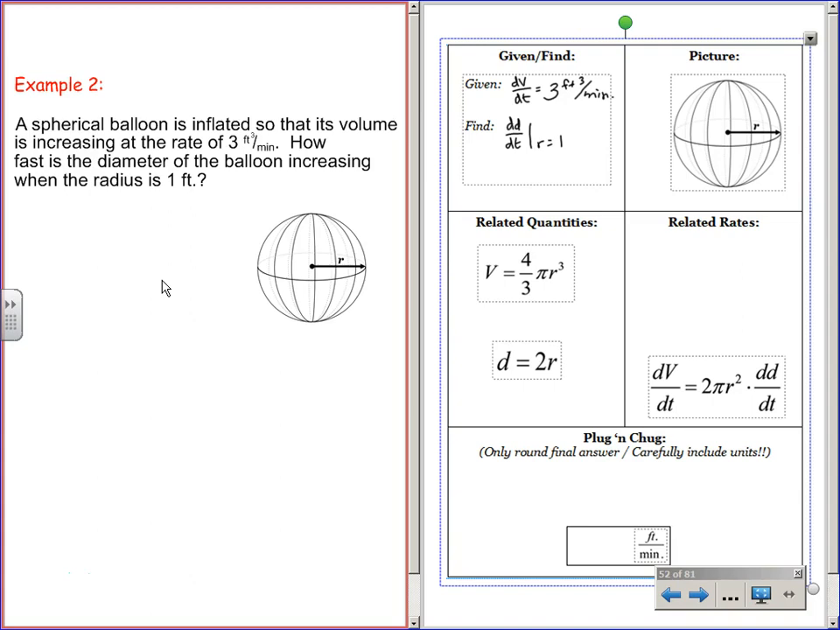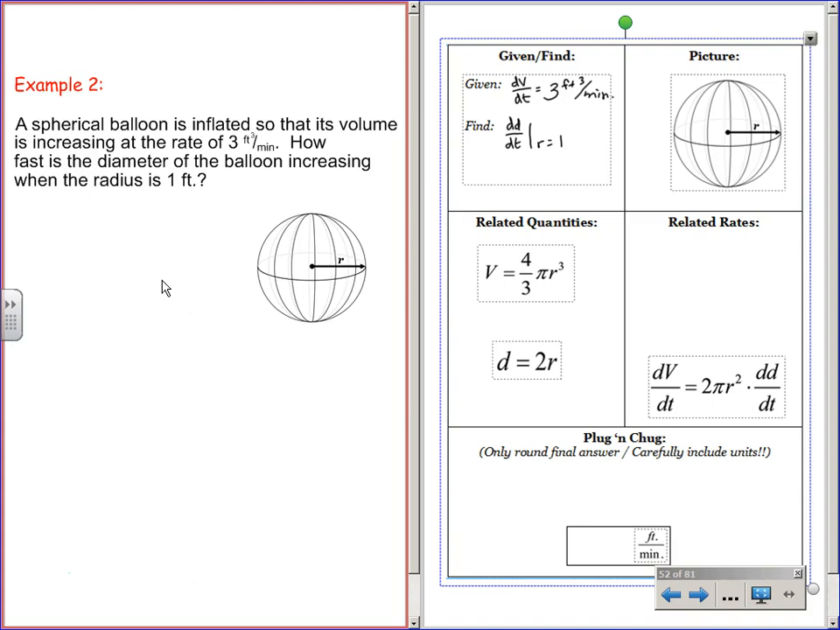This is one way to set up related rates every single time. What's your given? What's your find? Disregard the clue till the end if it's moving and changing. Picture? I don't know. It's a sphere. Has an R. That's about it. Related quantities? Geometry. I know the volume of a sphere, or I could find it.